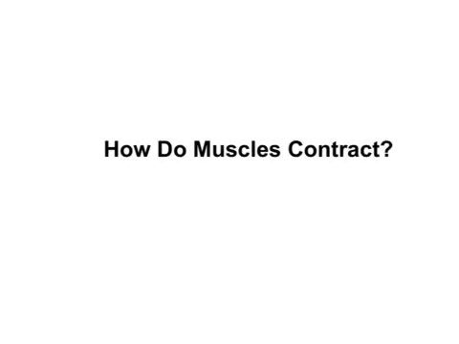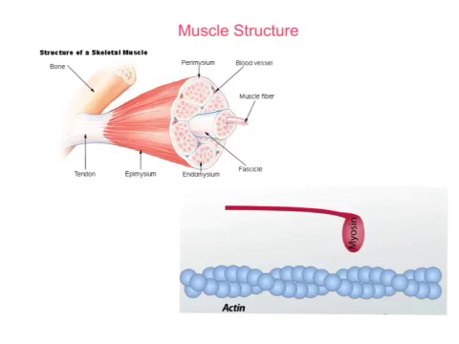How do muscles contract? Muscles are composed of bundles of muscle fibers, which are single large cells formed by the fusion of many individual cells during development. The cytoplasm of these muscle cells consists of myofibrils.